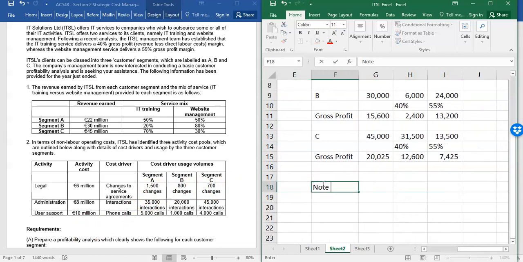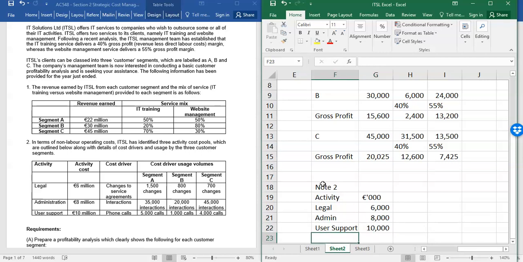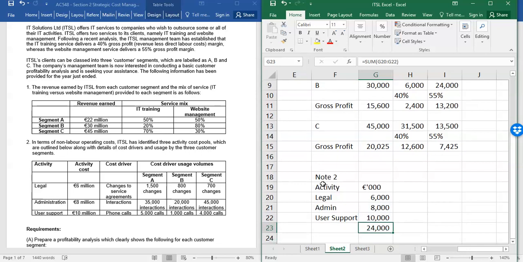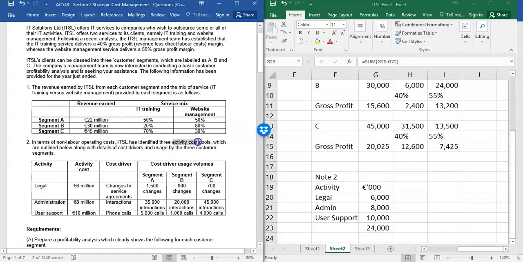So we're now on note 2, and we have each activity. We're looking at legal, which has, just remember we're dropping the last 3 zeros, 6 million. We have admin, which is 8 million, and user support, which has 10 million. So the overall overhead here is 24 million. And we need to divvy that up, but instead of using a single bucket, 24 million and one driver, we split it into 3, based on the main activities, what we call activity cost pools. So your 6, your 8, and your 10 are known as activity cost pools.